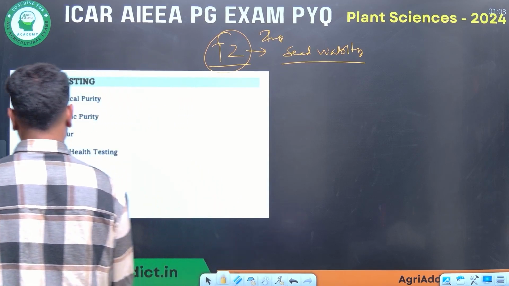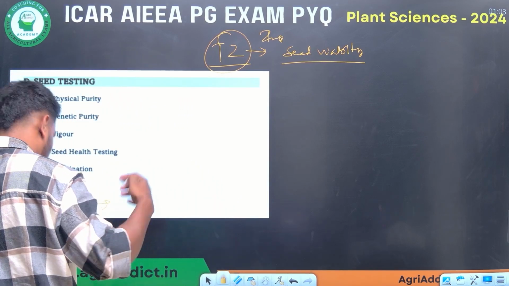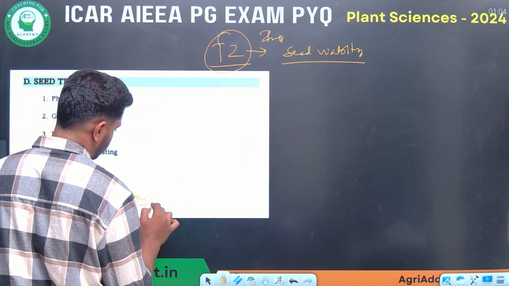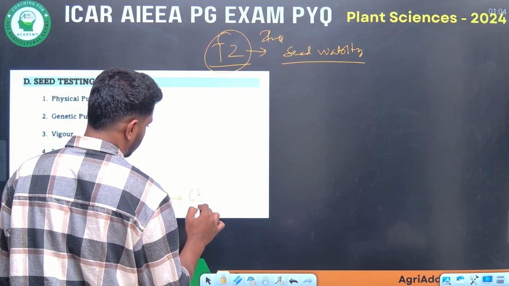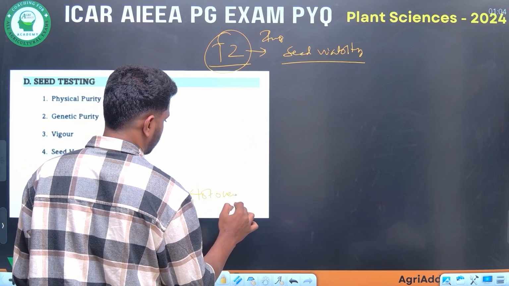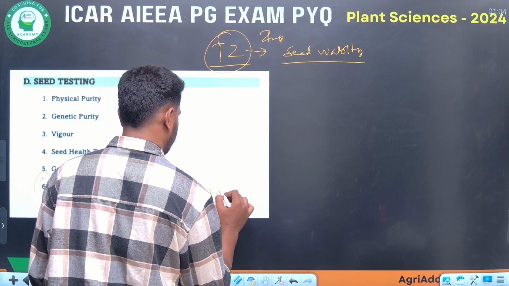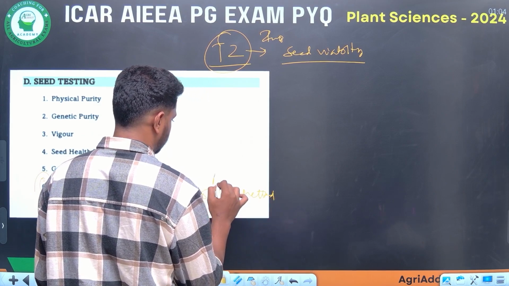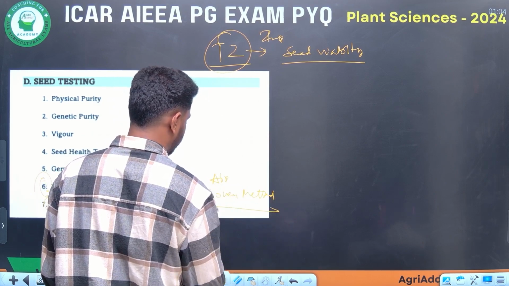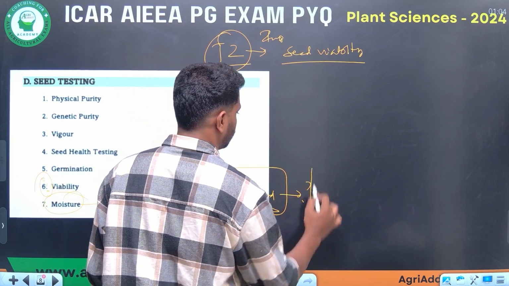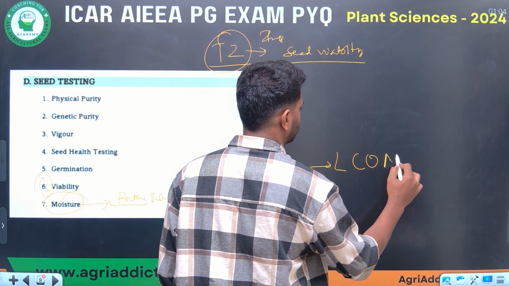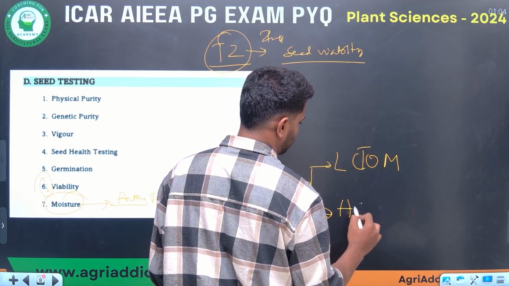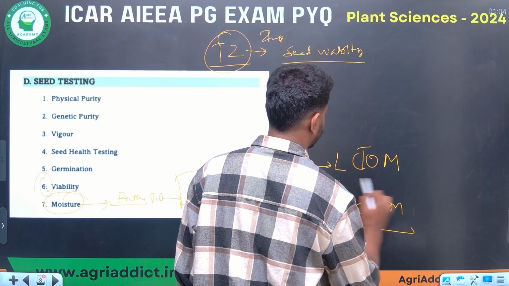So lastly, we have moisture testing. Again, in the moisture testing there are many tests, but the one routine test that you have to remember for your exam is the hot air oven method. If you have heard about it, hot air oven method. And this has two different temperatures: the low constant temperature oven method, LC, and the high constant temperature oven method. I'll tell about this in the upcoming slides.